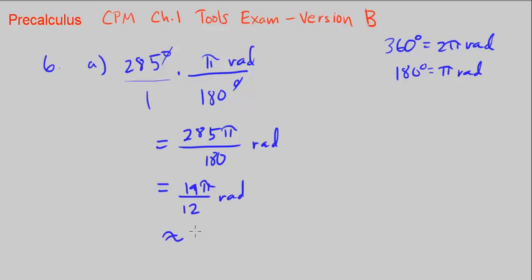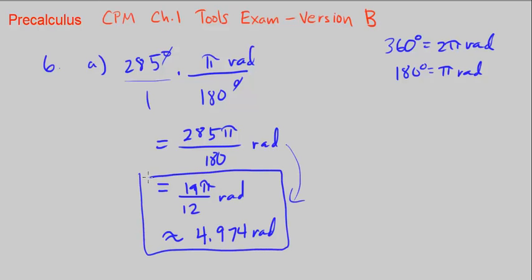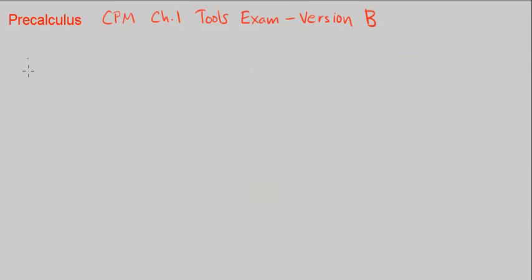Plug that into your calculator. I already did it. You get 4.974 radians approximately. Okay, you could have plugged this into your calculator. We got the same thing. Both of these answers are completely simplified and great. 19 pi over 12 radians are 4.974. Okay, let's go on to 6b.